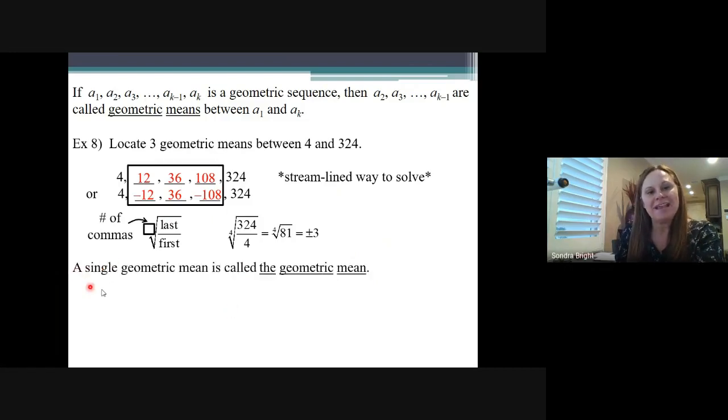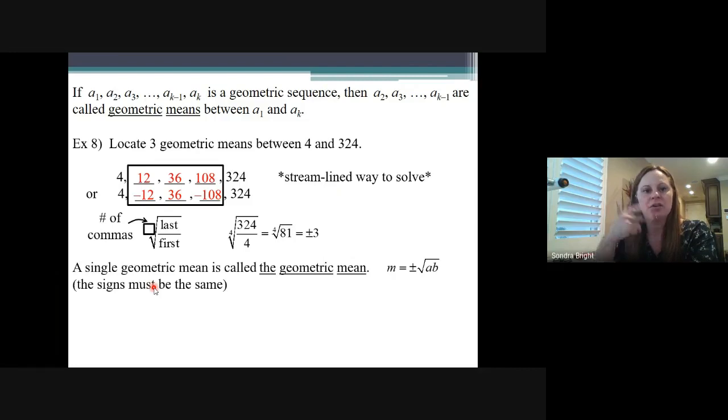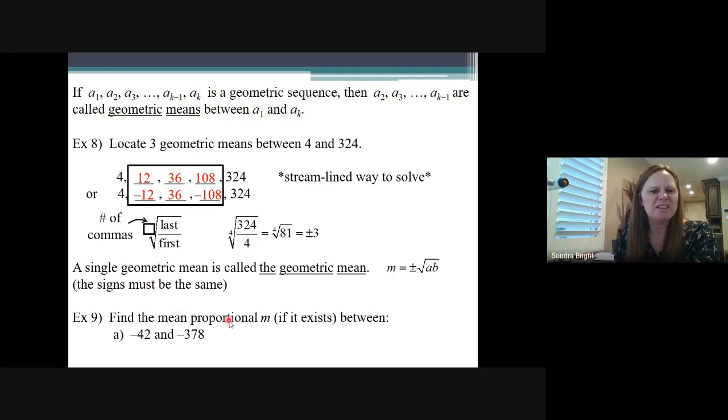If we are asking for a single geometric mean, just one, it's called the geometric mean between 2 numbers. There's only one number in between. It's just going to be plus or minus the square root of a times b. And you need to make sure your signs are the same. If they're both negative, your geometric mean is negative. If they're both positive, your geometric mean is positive. Instead of the geometric mean, sometimes they'll call it the mean proportional. Geometric mean and mean proportional mean the same thing.